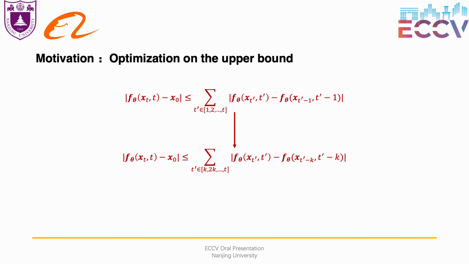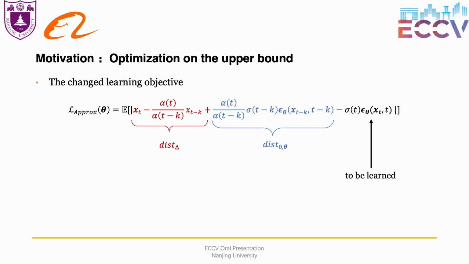And so in this paper, we address this issue by extending the original cumulative errors with a sparser sampling and an increased skipping step size k. The modified formulas are presented as below. Additionally, the learning objective has changed as well. We observe that the risk of the new learning objective now is primarily associated with the first term, which focuses on the diffusing effect during the transition from x sub t minus k to x sub t. We define this term as distance delta.